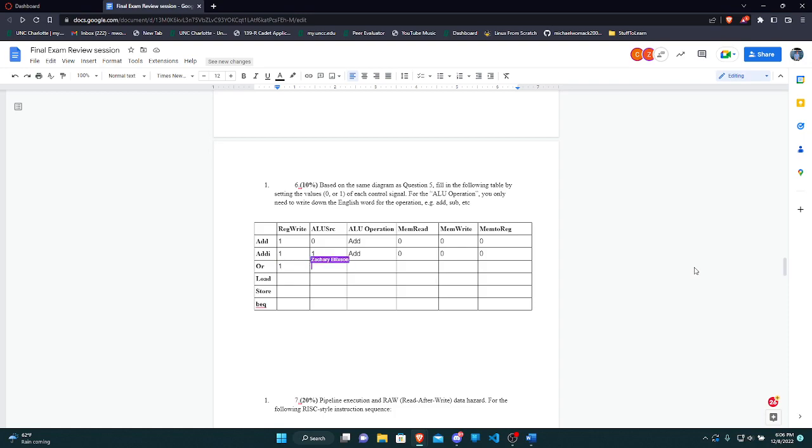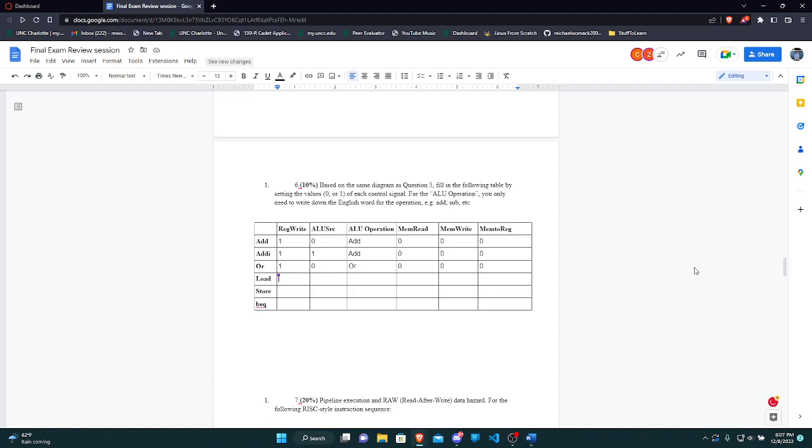So it has a register destination, so it writes to a register. The ALU source is 0 because we have an RS2. The ALU operation is OR, it's one of our 4. And it's an R-type instruction, so it does not read from memory, does not write to memory, nor does it take anything from memory and put into a register.